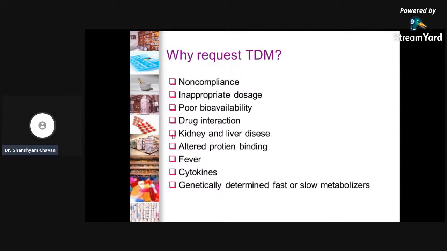Whatever drug is going to be excreted, out of that 80 to 90% of your drug is excreted through our kidney. That is one issue. If the drug goes away from our body very fast, it will also decline its concentration. And another is liver disease.